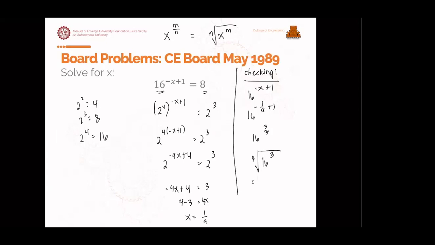Okay? And then, anong value ng 16 raised to 3? 16 raised to 3 is 4,096. And if 4th root natin yan, okay, ano ang 4th root niyan? 4096. 4th root niyan is equals to 8, which is correct dun sa given natin na equal dapat niya. Therefore, yung value of 1/4 for x is correct. Okay? Next.